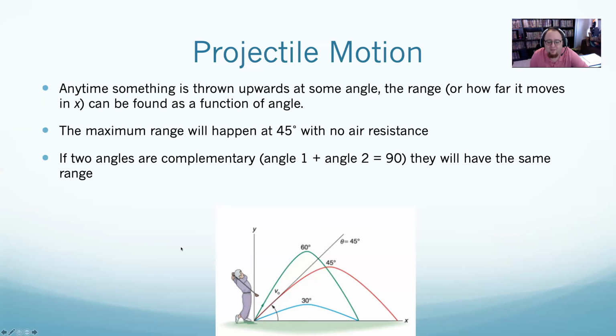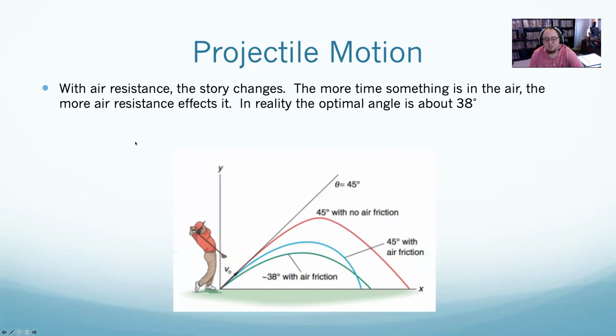See, if you do have air resistance, that is basically friction between the air and the thing. And though mathematically 60 and 30 should be the same, 30 degrees spends a lot less time in the air than 60 degrees does. 60 degrees spends a longer time in the air touching the air. And so if you have air resistance, that is no longer true. The complementary angles don't match up. And you'll also find that the maximum angle is going to happen at about 38 degrees and not 45.